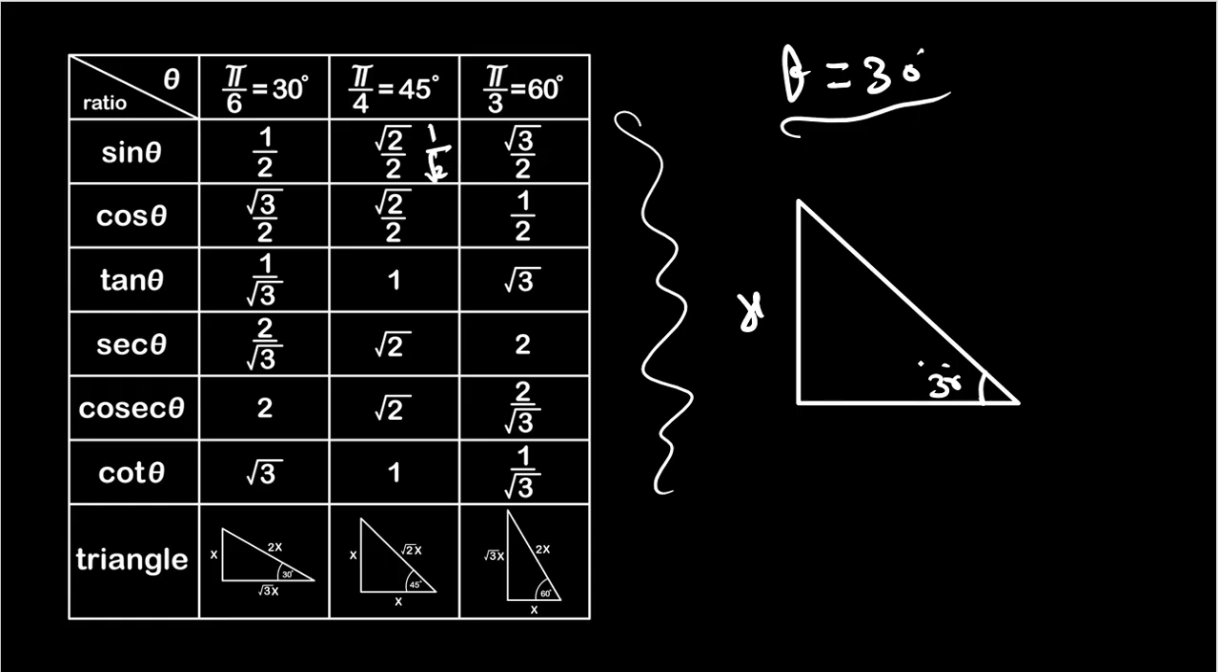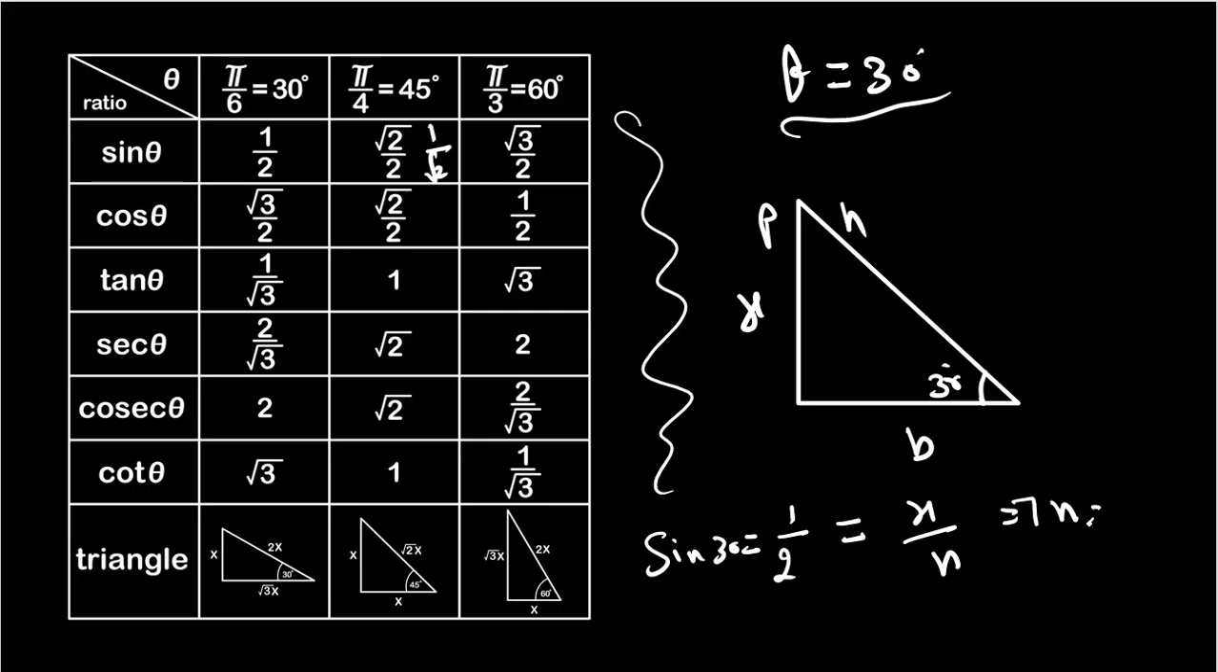So see, we all know sine of theta is perpendicular by hypotenuse. So sine of 30 degree here is given as half. Suppose that this is perpendicular, this is hypotenuse and this is base. So sine 30 is equal to half, which is equal to x by hypotenuse, perpendicular x by hypotenuse. Now from this we can very easily say that hypotenuse is equal to 2x. So this will be 2x.